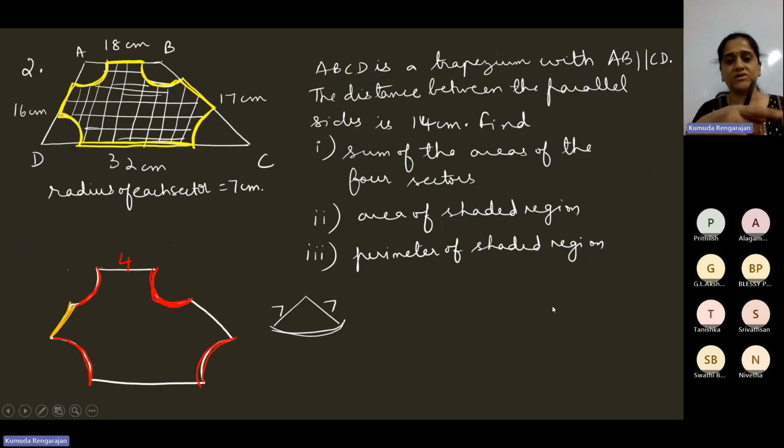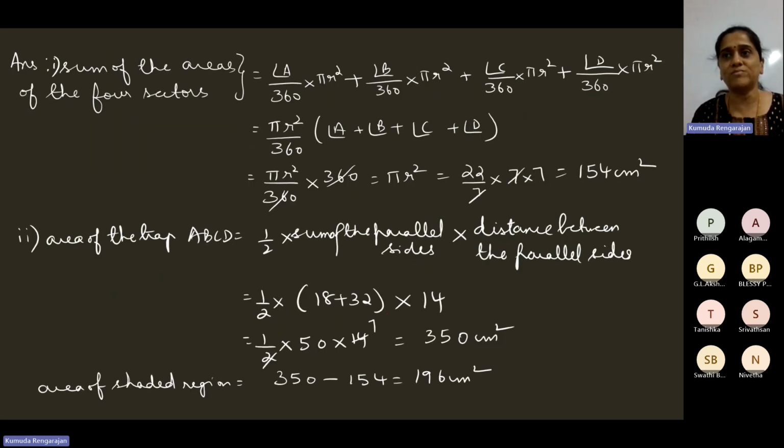the area of the shaded region, that checked region. How do you find that? Area of the trapezium minus the area of the four sectors. Four sectors area we already found. Area of trapezium formula: half sum of parallel sides into distance between them. All given in the question.